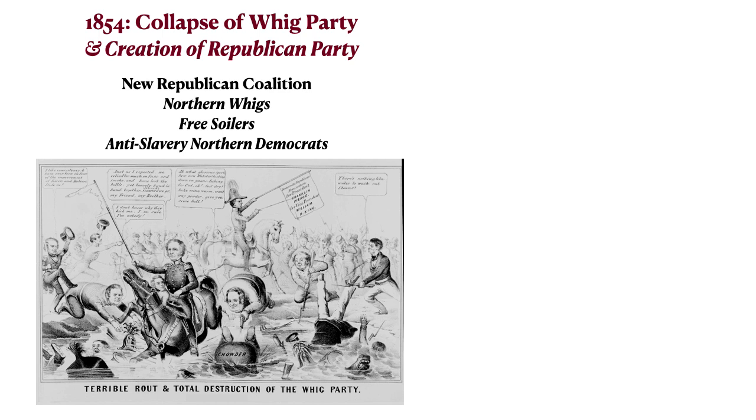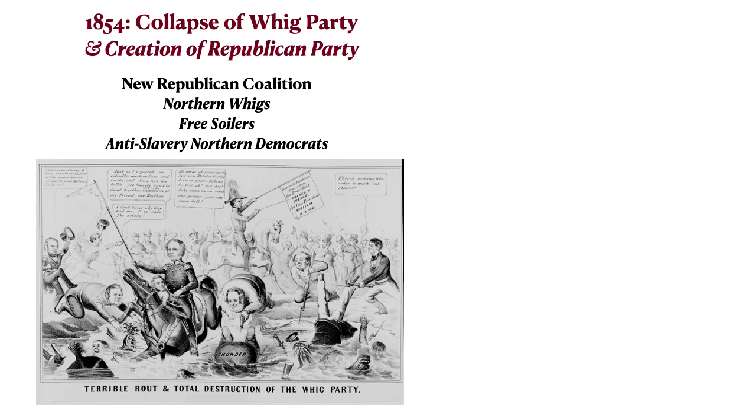And it's founded mostly by Northern Whigs, but also the Free Soil Party, which had included Martin Van Buren, although he left it at this time. Van Buren goes back to the Democrats at the end, decides that party loyalty is more important than his opposition to slavery. But Free Soil Party members and anti-slavery Northern Democrats also joined. So the illustration here shows the terrible rout and total destruction of the Whig Party.